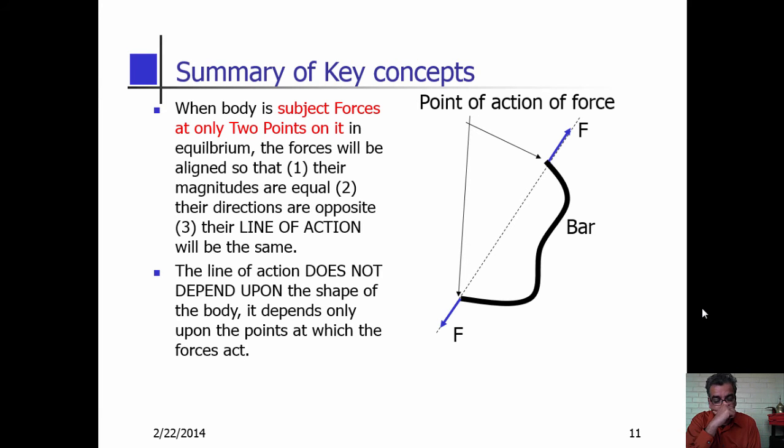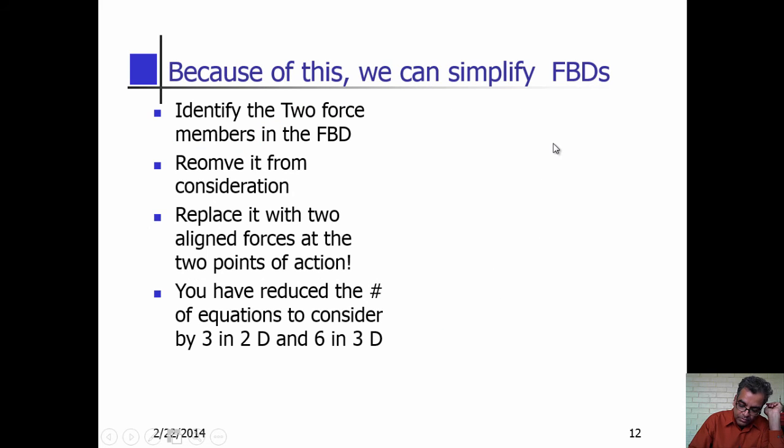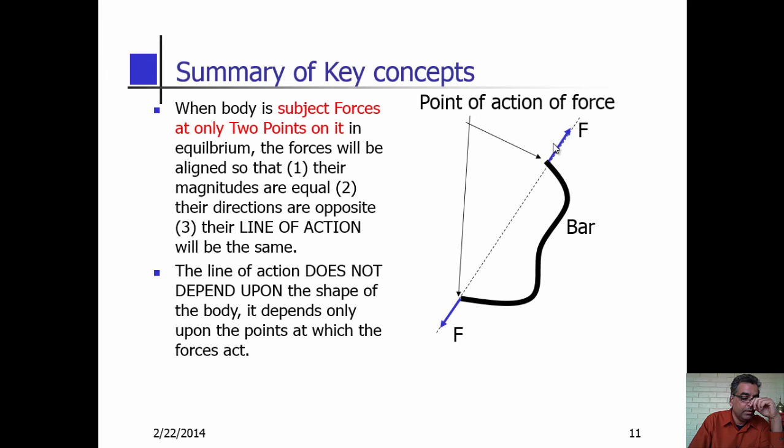So what happens is this. When a body is subjected to only two forces, the forces will be aligned so that their magnitudes are equal. This has to be equal to that. Their directions are opposite. Can you see that? And the line of action is the same, and it passes through the point of action of the two forces. So it will go like that. And the line of action does not depend upon the shape of the object at all. It only depends upon where the forces are applied.